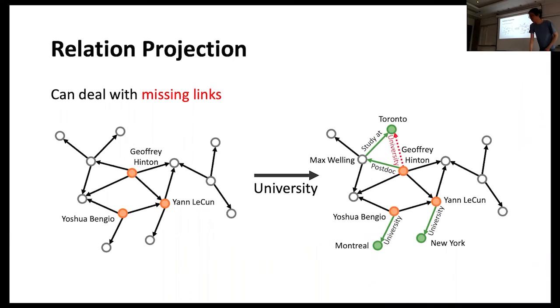And because we are using a GNN to do that, it's different from a simple symbolic retrieval algorithm in that we can deal with missing links in the knowledge graphs. For example, here the link of university between Hinton and the University of Toronto is missing. But when our GNN propagates from the postdoc and the study at, then we know that this postdoc studied at the University of Toronto, so he is probably at the University of Toronto.